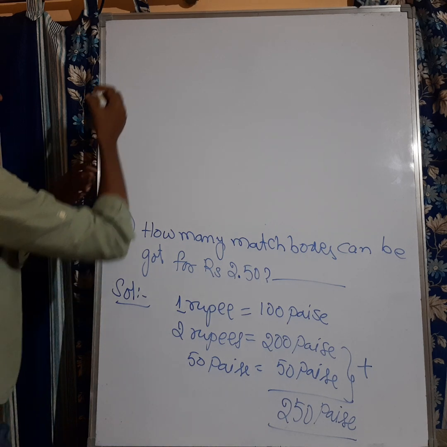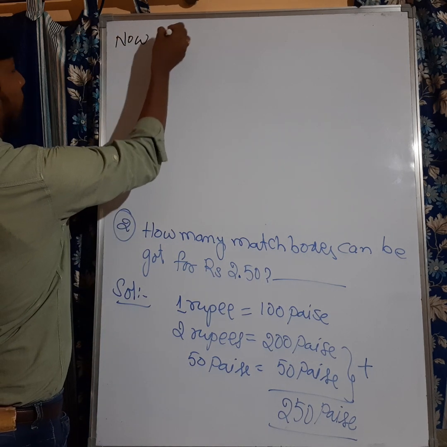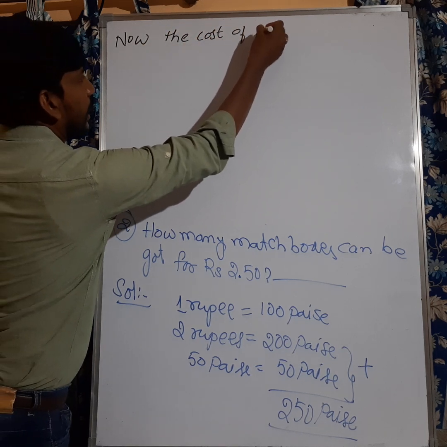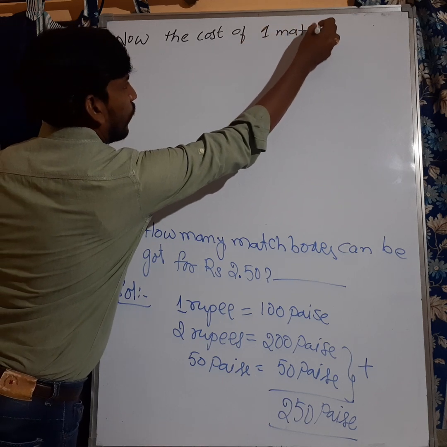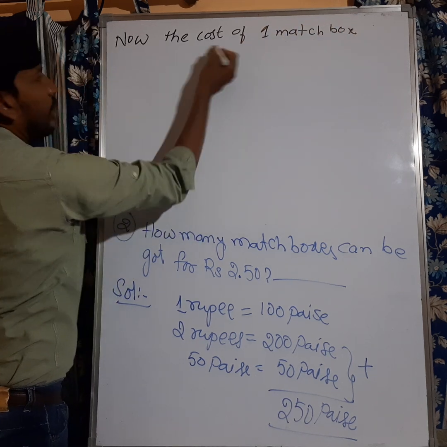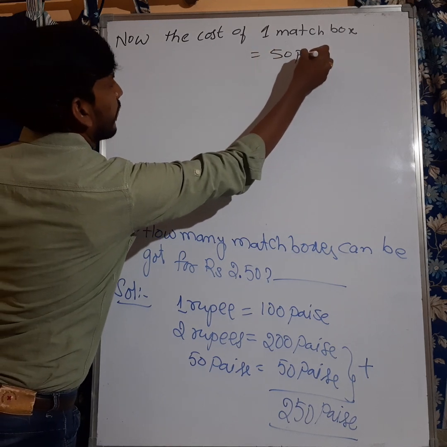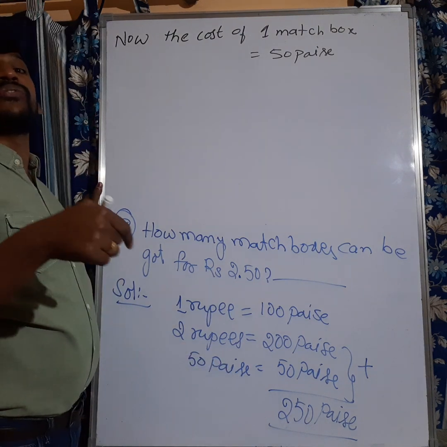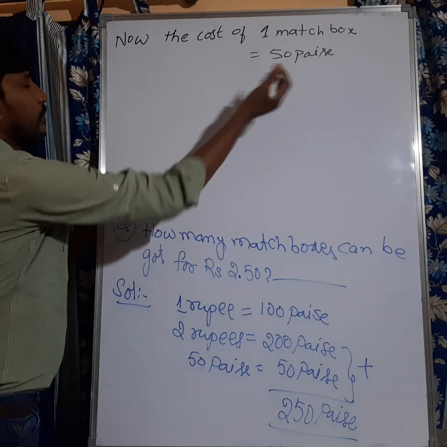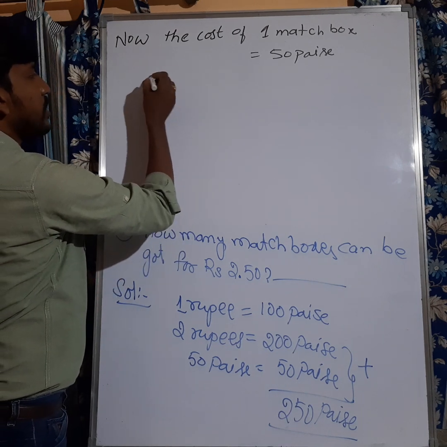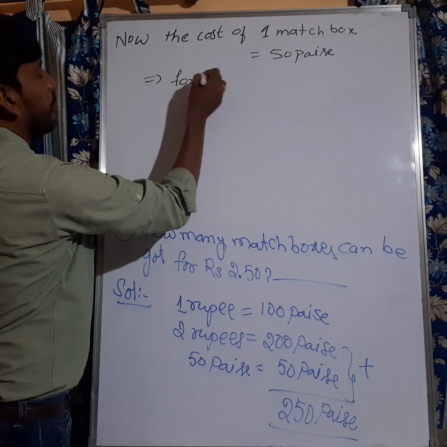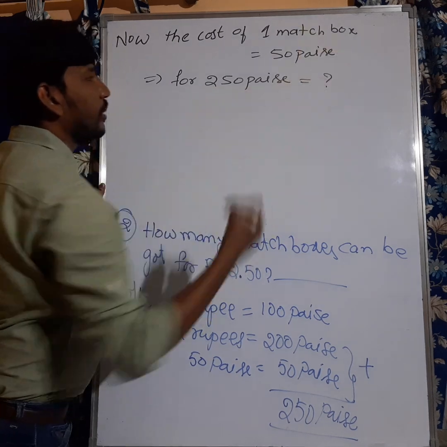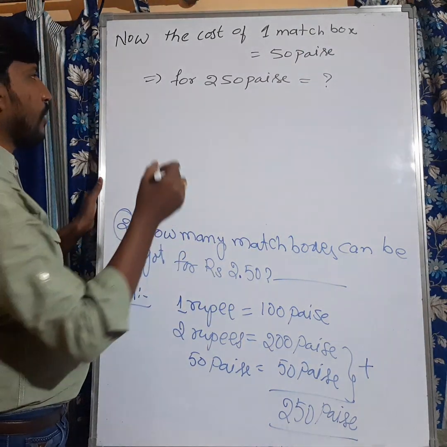Now children, see this here. The cost of one matchbox is equal to 50 paise. For 50 paise we will get one matchbox. Here how many paise do we have? 250 paise. Clear? So, for 250 paise, how many matchboxes are we going to get? Clear, my dears?